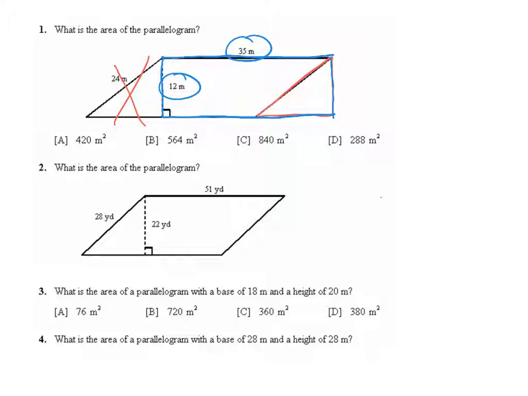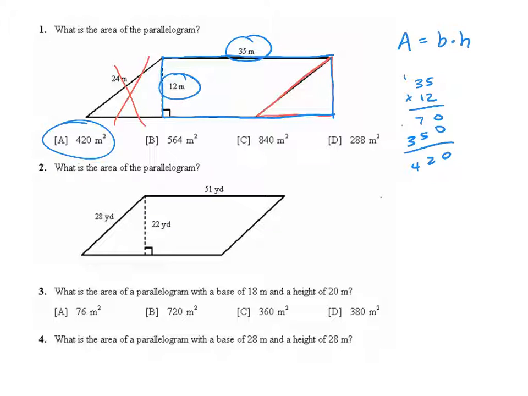You can always chop off one right triangle from one side of it and slide that right triangle directly over to the other side and form a rectangle. So the area of a parallelogram will always be the base times the height. On question number 1, that is 35 times 12, which is 420, and we're doing area, so this is meters times meters, or meters squared, which is A.